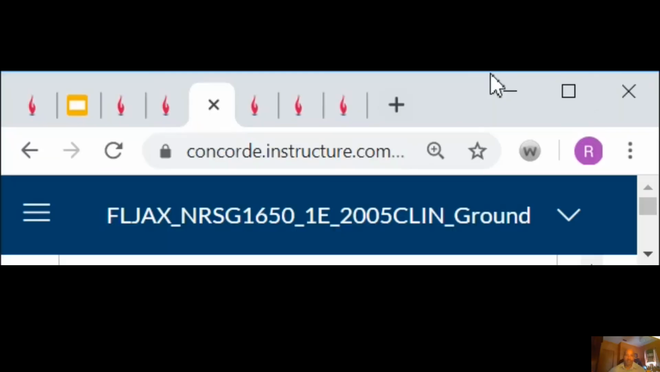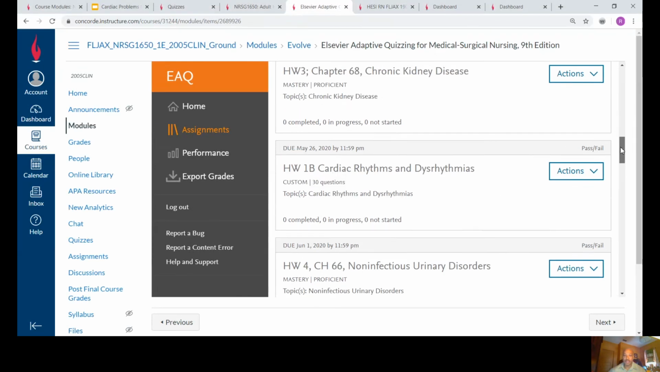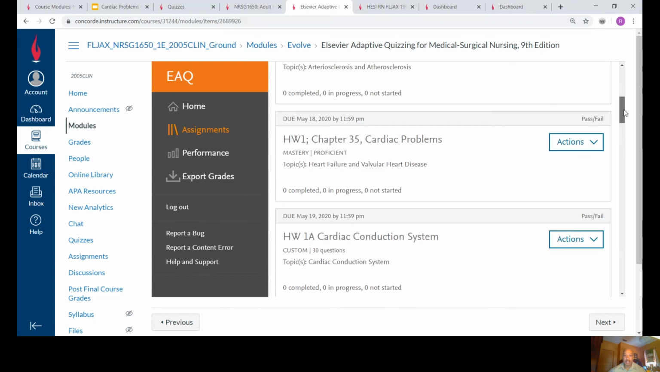But the homework 1A and B just deal with the cardiac conduction system and also dysrhythmias. That's what it is. Somehow this is out of order, and I don't know why, but I'm going to show this to you. Let me see if I can share again. All right. It'll be easier for me to show you rather than try to describe it to you.